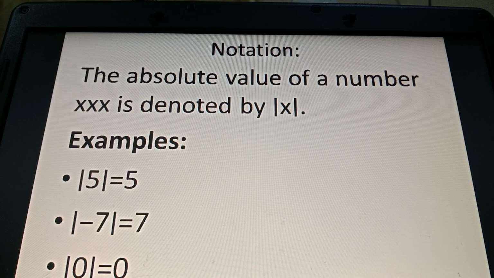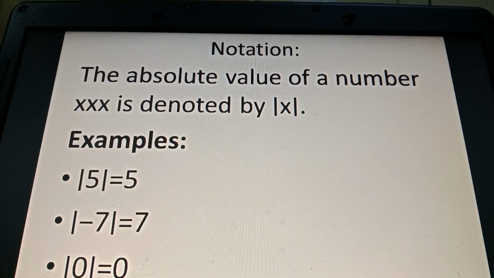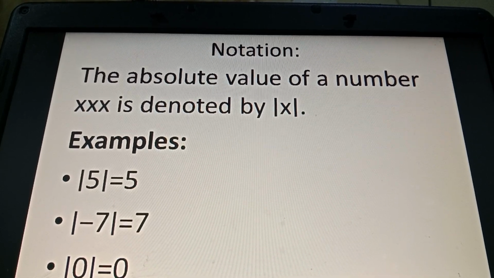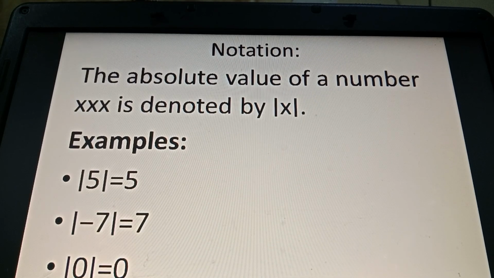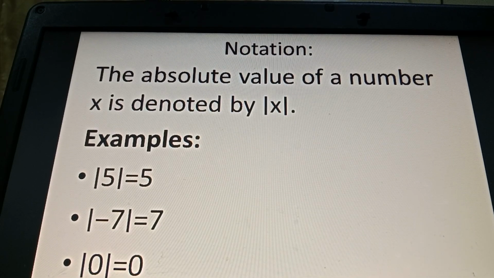Notation. The absolute value of a number x is denoted by x with two side bars, two parallel lines, and x is in between. So examples, 5 inside those two parallel lines means absolute value of 5, which is 5. Absolute value of negative 7 is 7. Absolute value of 0 is 0.